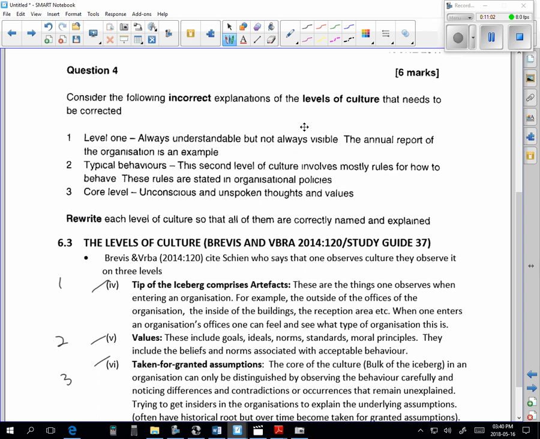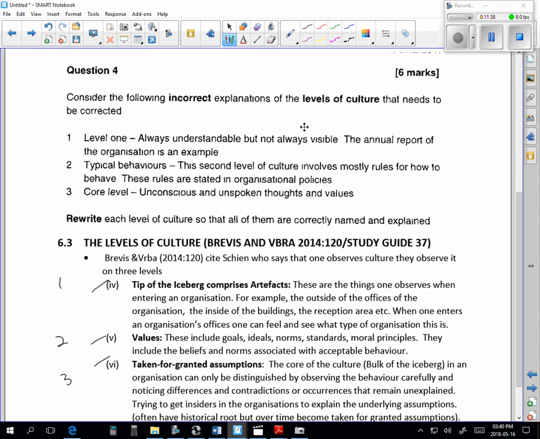So what is level 1? Level 1 is the tip of the iceberg, and it comprises artifacts. These are the things one observes when you're entering an organization. For example, the outside of the offices of the organization, the inside of the building, the reception area. So when one enters an organization's offices, one can feel and see the type of organization that this is. Then values. These include the goals, the ideals, the norms, standards, moral principles. They include beliefs, norms associated with acceptable behavior.